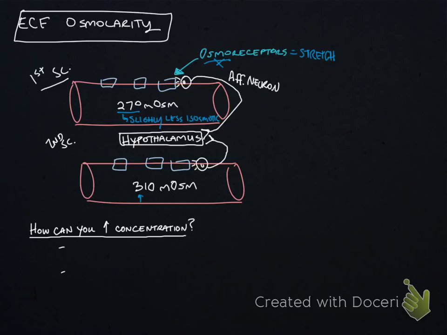So according to this first scenario, how can we increase concentration? Well, we could increase solutes or particles to increase the concentration, or we could decrease the volume, right? This would be detected by these osmoreceptors.